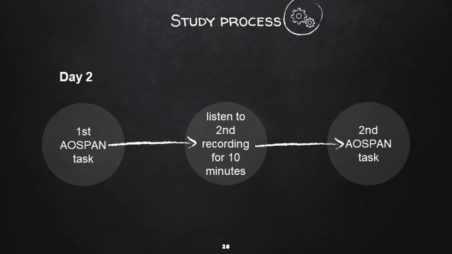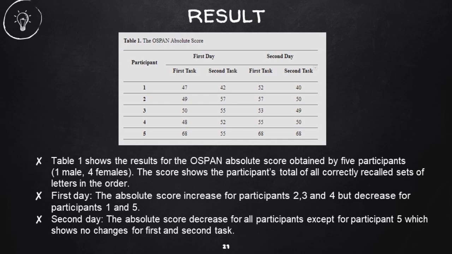This is our findings for the result of the study. Table 1 shows the result for the OSPAN absolute score obtained by 5 participants, which consists of 1 male and 4 females. The score shows the participants' total of all correctly recalled sets of letters in order in the OSPAN task. As we mentioned earlier, this study took 2 days for the participants to complete the task. For the first day, the participants need to listen to the 10 minutes recording of the ocean wave with binaural beats after completing the first task and before proceeding to the second task.